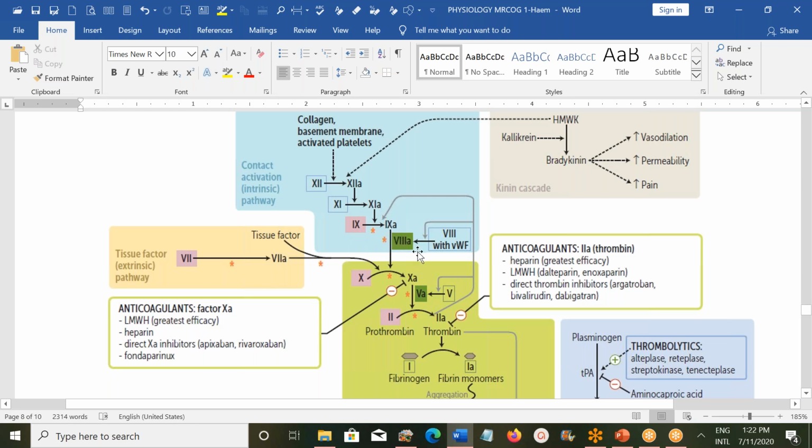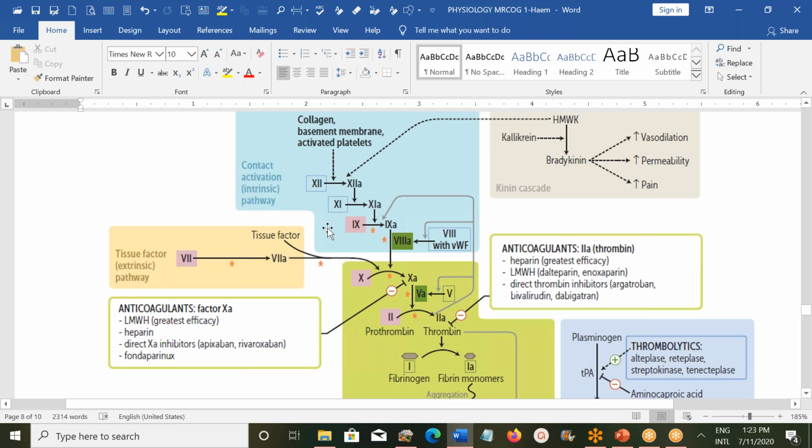So here we need factor 8 as a cofactor. A cofactor is something which is going to facilitate the action of a factor. So factor and cofactor. Now look at the extrinsic pathway. It will start with conversion of 7 to 7A, and the tissue factors are going to act here. Tissue thromboplastin is going to initiate this process, while the collagen basement membrane has been injured, so the body starts to react in response to this.